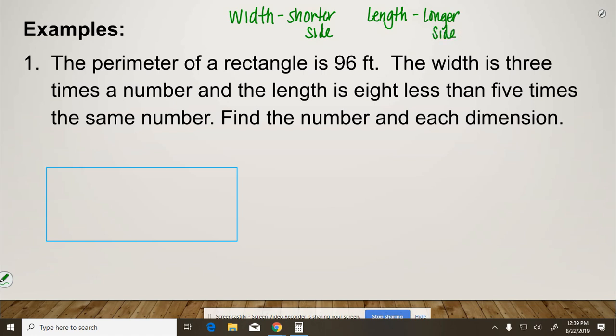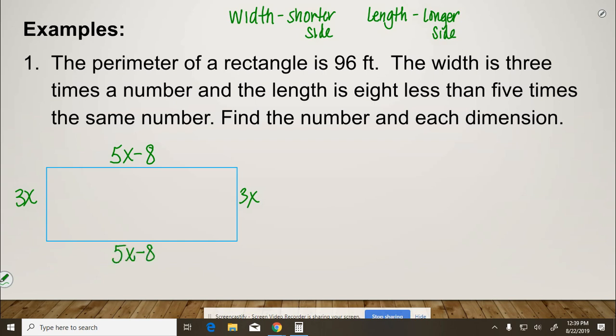And then we can start to set this up. So it tells us that the width is 3 times a number. So 3 times a number would just be 3x if we're letting x be the number. So both widths or shorter sides are 3x. Then the length is 8 less than 5 times a number. Remember, when it says less than or more than, you reverse it. So it's not 8 minus 5x, it's 5x minus 8. 8 less than 5x, 5x minus 8.